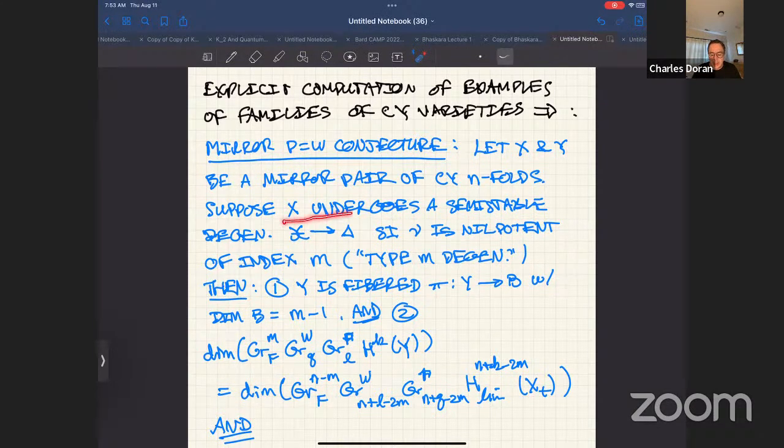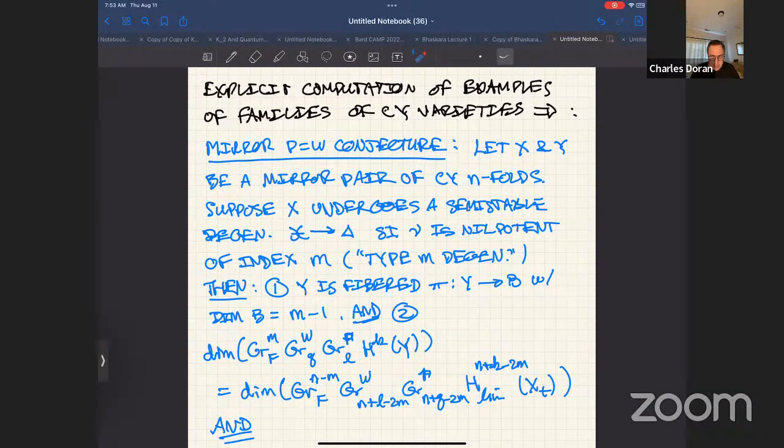Suppose further that X undergoes a semi-stable degeneration with nilpotent log monodromy operator nu of index M. Okay, so it's sometimes known as a type M degeneration. Then 3 things should be true. First of all, Y, the mirror to X, should be fibered over a base B of dimension M minus 1. So the index here, minus 1, should be the dimension of the base.